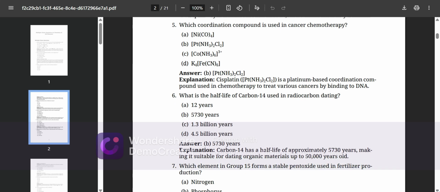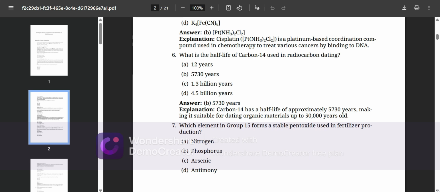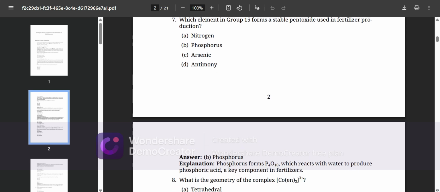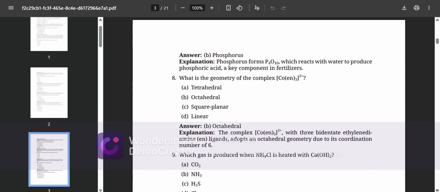to DNA. What is the half-life of carbon-14 used in radiocarbon dating? 5730 years. Carbon-14 has a half-life of approximately 5730 years, making it suitable for dating organic material up to 50,000 years old. Which element in group 15 forms a stable pentoxide used in fertilizer production? Phosphorus forms P4O10, which reacts with water to produce phosphoric acid, a key component in fertilizers.